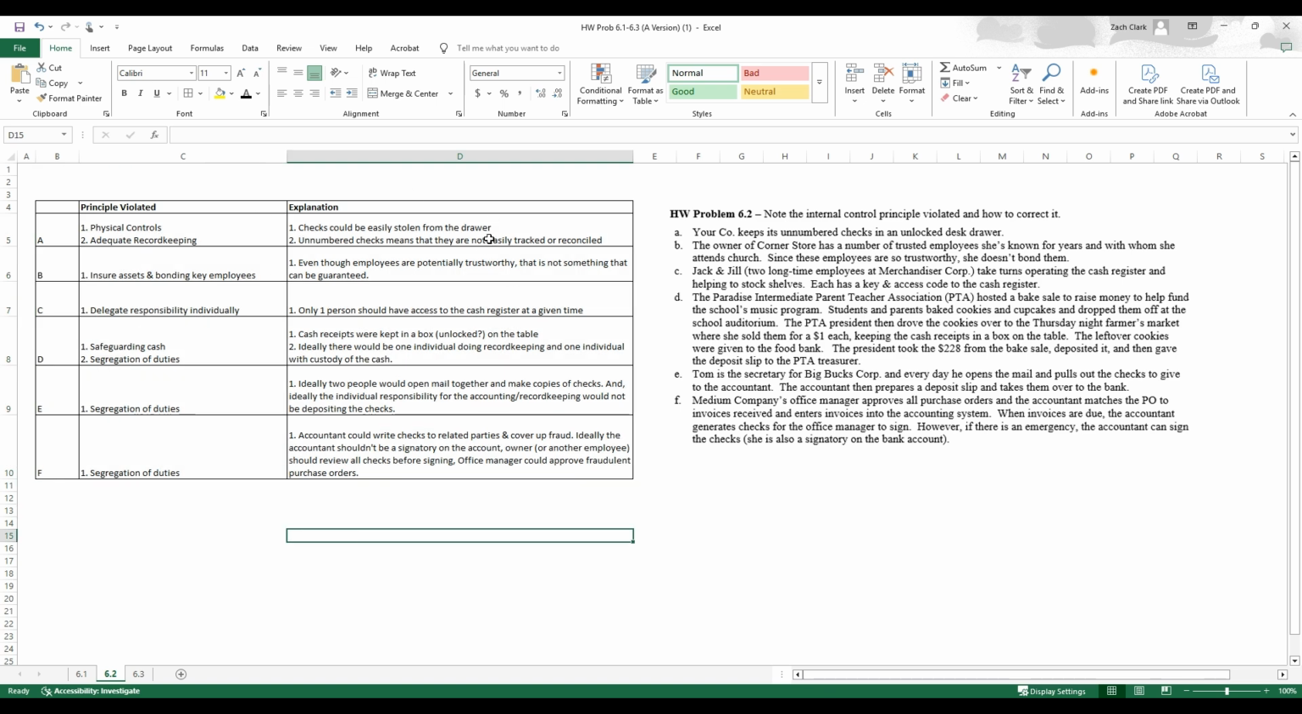Okay, cool. All right, that's all the internal controls and issues, etc., that kind of pop up there.